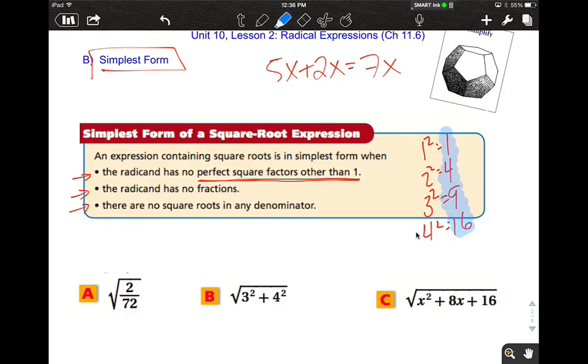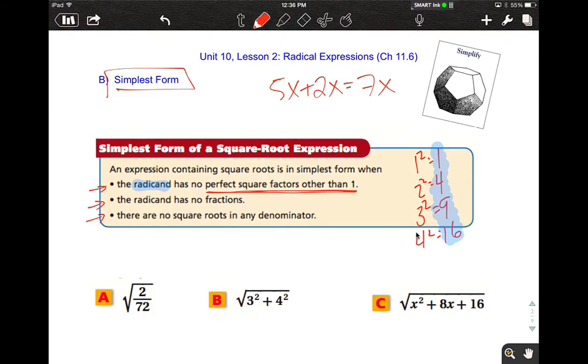So we have to look for perfect squares inside the square root symbol. Remember, that's what the radicand is: simply the stuff that happens to be inside that square root symbol. So no perfect squares other than 1. It has no fractions, so we have to split up any fractions. And there are no square roots in the denominator of a fraction. We'll practice these, but for now, this is the main idea.